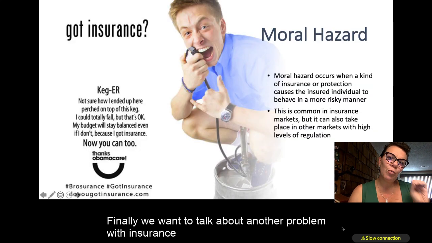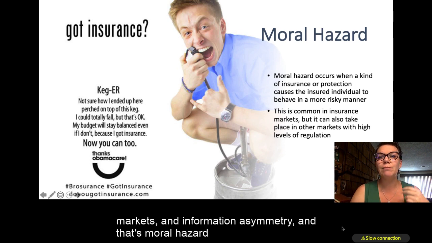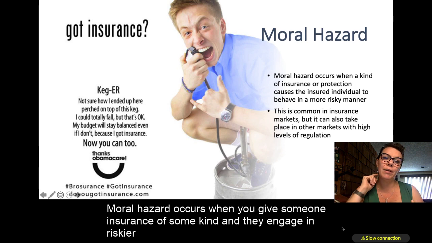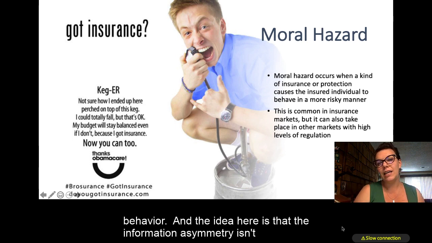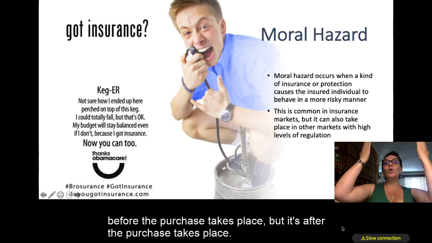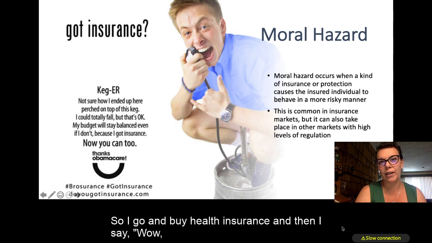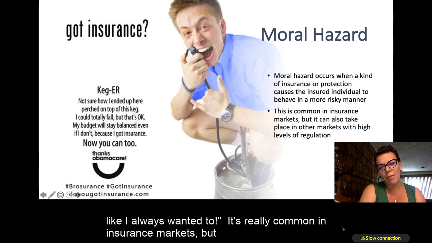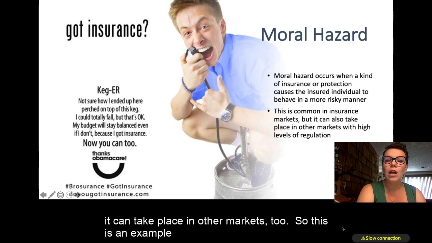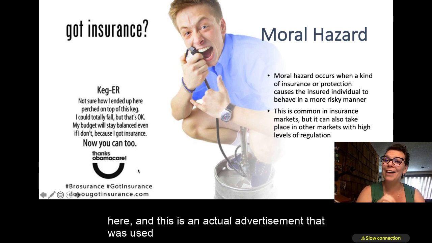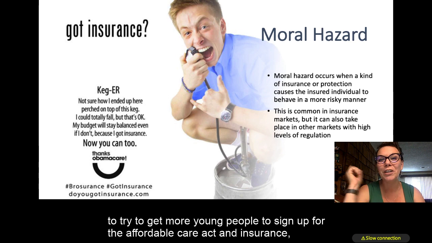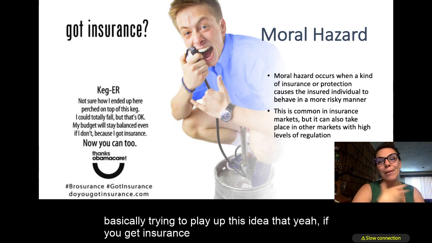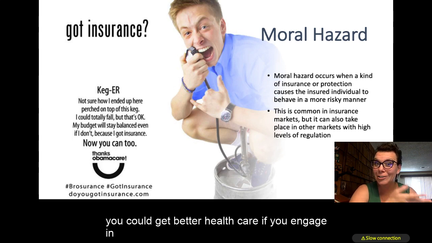Finally, we want to talk about another problem with insurance markets and information asymmetry, and that's moral hazard. And moral hazard occurs when you give somebody insurance and then they engage in riskier behavior. And the idea here is that the information asymmetry isn't before the purchase takes place, but it's after the purchase takes place. So I go and buy health insurance, and then I say, wow, now that I'm insured, I can finally go cliff jumping like I always wanted to. It's really common in insurance markets, but it can take place in other markets too. So this is an example here, and this is an actual advertisement that was used to try and get more young people to sign up for the Affordable Care Act and insurance, basically trying to play up this idea that, yeah, if you get insurance, you could get better health care if you engage in risky behavior.